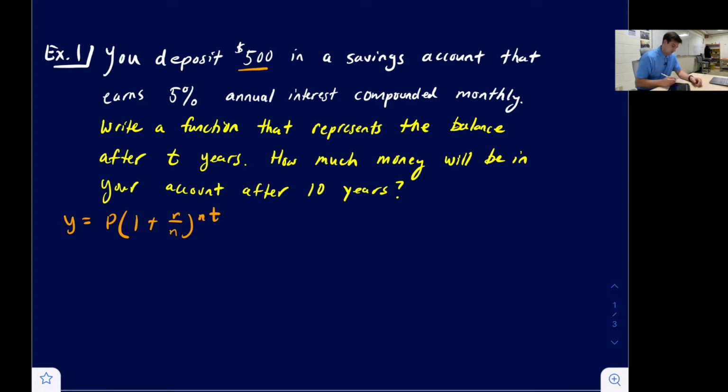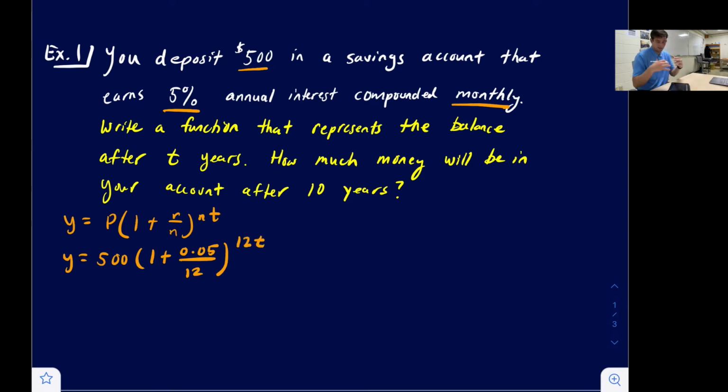So 500 is going to be our principal amount. So y equals 500 times 1 plus 5% is our interest rate. We're going to put that in as a decimal. And compounded monthly, so that would be 12. There's 12 months in a year. So we're going to say divide by 12, and then our exponent is going to be 12t. t is still going to stay as t for this first part because we're just writing our general equation for t years.